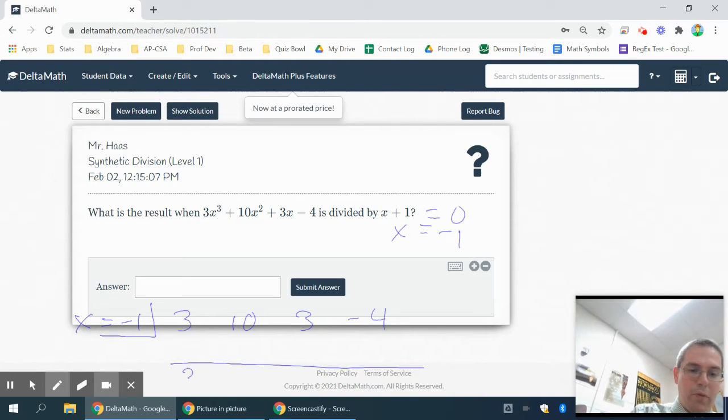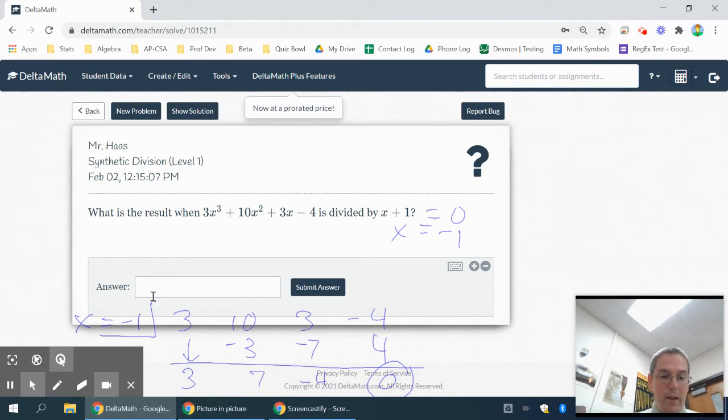Bring down your first number, then multiply what's on the bottom by what's in the box. So 3 times negative 1 is negative 3. Add is a 7. Multiply is negative 7. Add is a negative 4. Multiply is a positive 4. Add is a 0. This last number, of course, is our remainder, and a remainder of 0 means x plus 1 does divide evenly and is a factor.